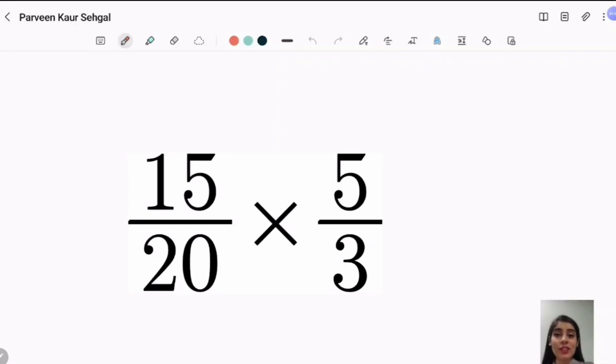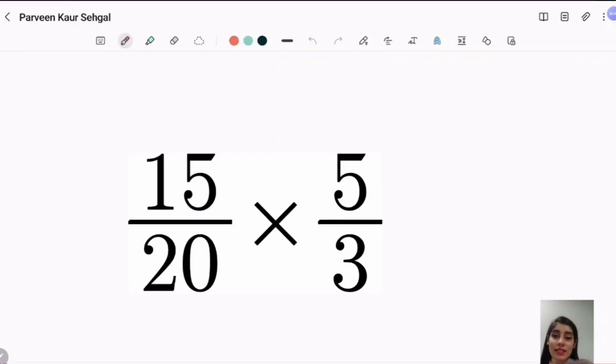Now the cancellation can be done with pairs. For example, 15 can be made a pair with either 20 or with 3. That is, we cannot make 15 a pair with 5. Similarly, 20 can be made a pair with 15 or 20 can be made a pair with 5. But 20 cannot be made a pair with 3. So it's just like we cannot make pairs for cancellation for those that are in front. We can only move up and down.